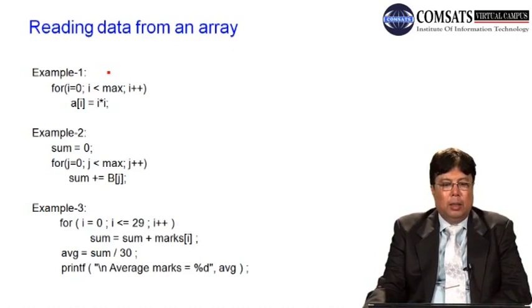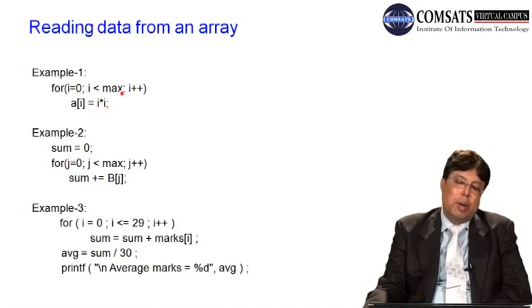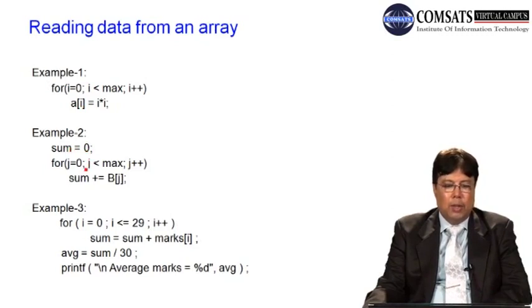Example number 1: for i = 0; i < max; i++, and a[i] = i * i. So 0 से लेके max तक का जो भी नंबर है उसकी स्केयर वैल्यूज they will be generated and they will be put into this array. Example 2 में we have initialized the sum, and then what we have done, we have added value of j.